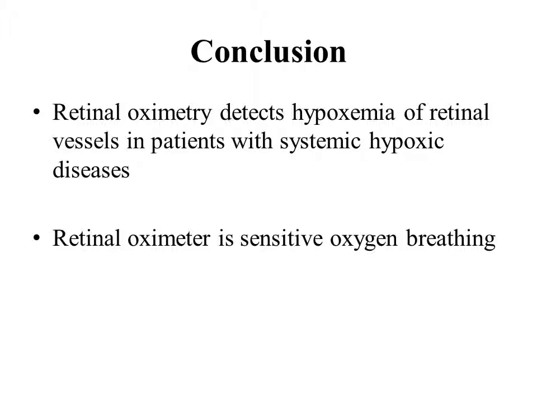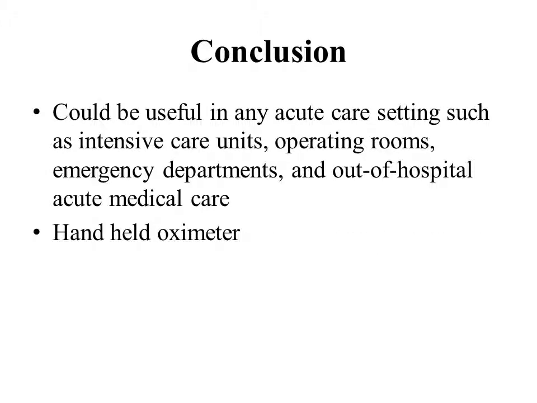So in conclusion, the retinal oximetry detects hypoxemia of retinal vessels in patients with systemic hypoxic diseases. And the retinal oximeter is sensitive to oxygen breathing. And with a handheld oximeter, retinal oximetry could be useful in any acute care setting, such as intensive care units, operating rooms, emergency departments, and out-of-hospital acute care. So it's a question where we are heading in the future.